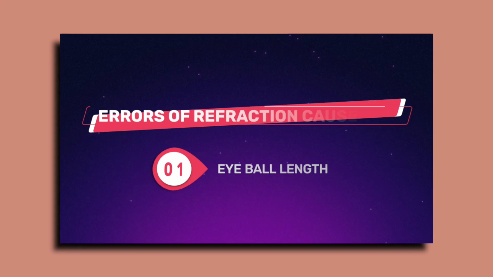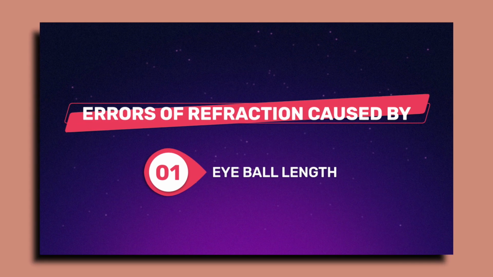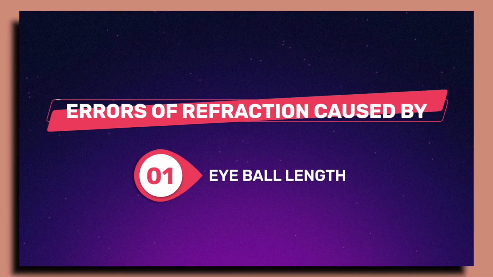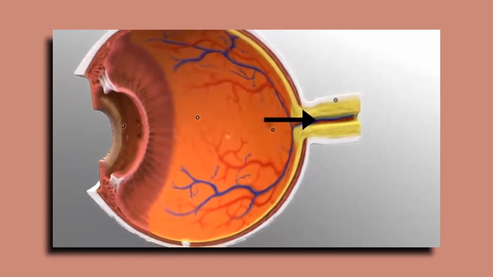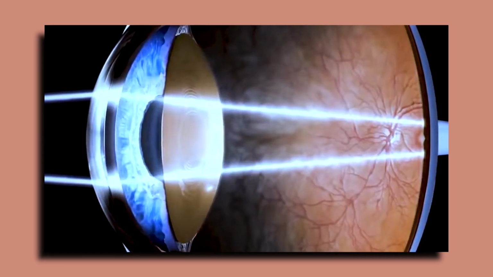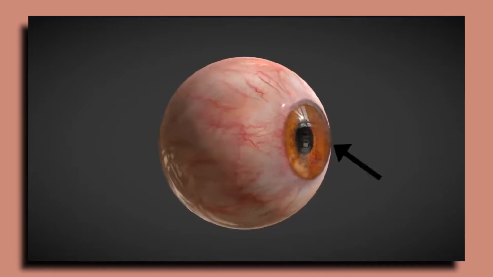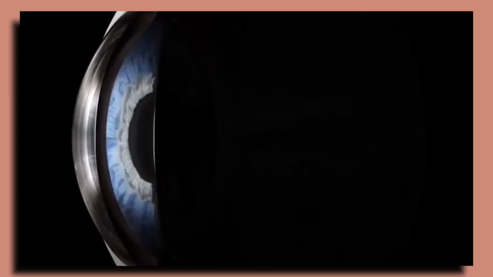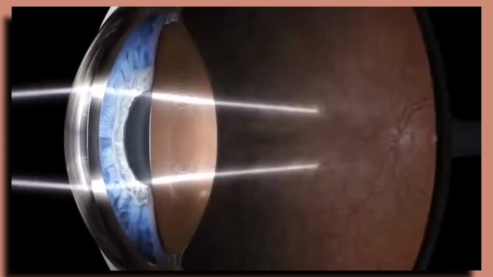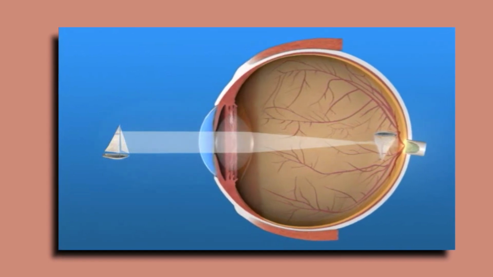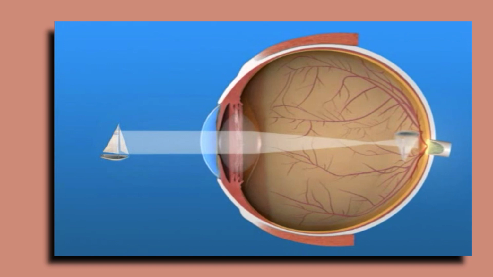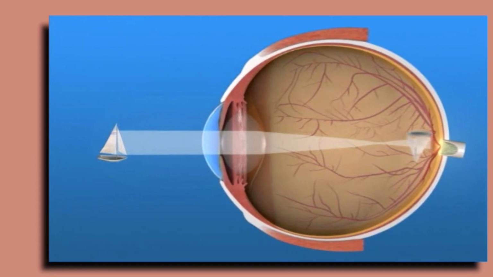What causes these errors of refraction? Errors of refraction can be caused by, number 1, eyeball length, when the eyeball grows too long or is too short. Another cause is a problem with the shape of the cornea, the clear outer layer of the eye, or aging of the lens. We've discussed already where the lens is. It is an inner part of the eye that is normally clear and helps the eye to focus.